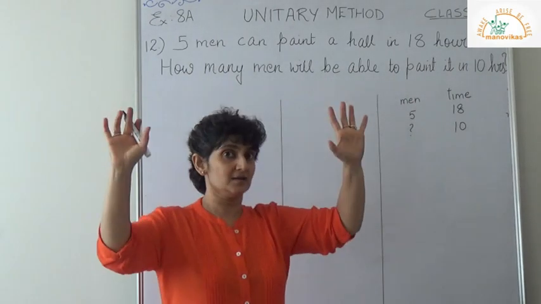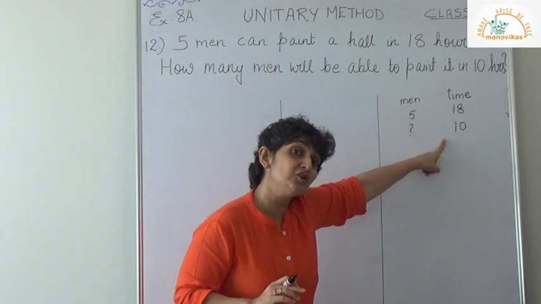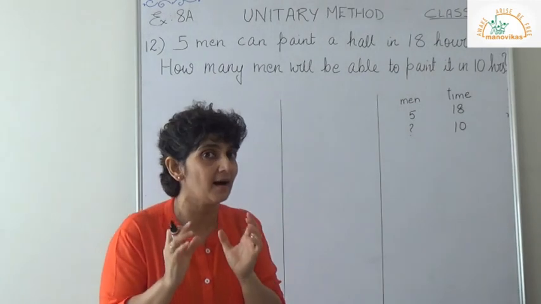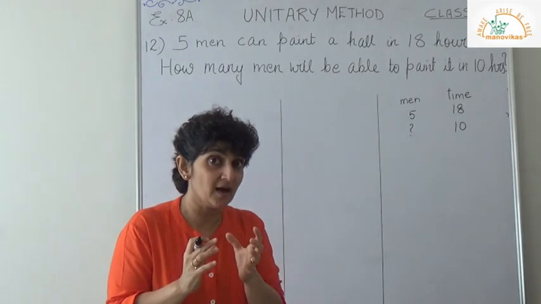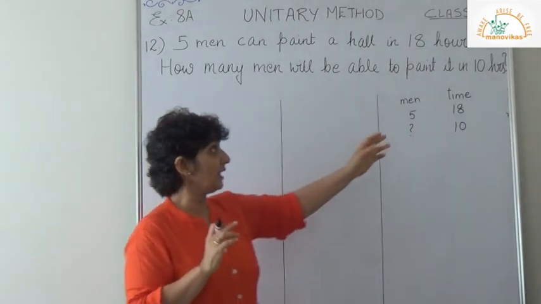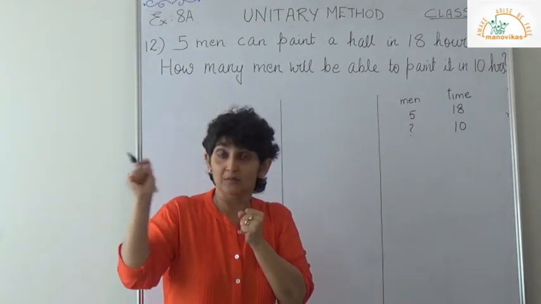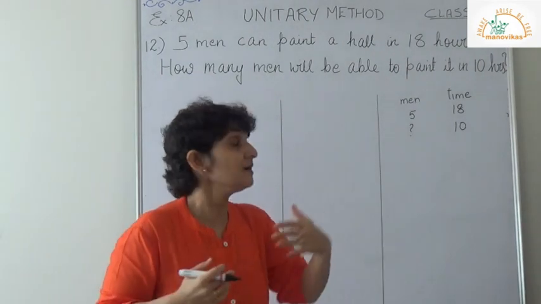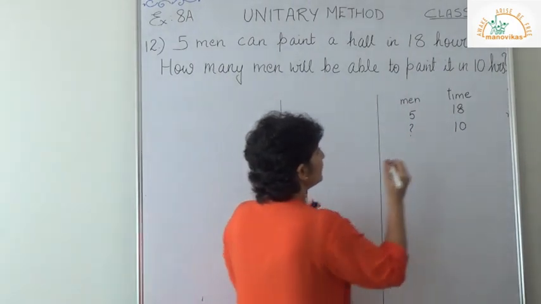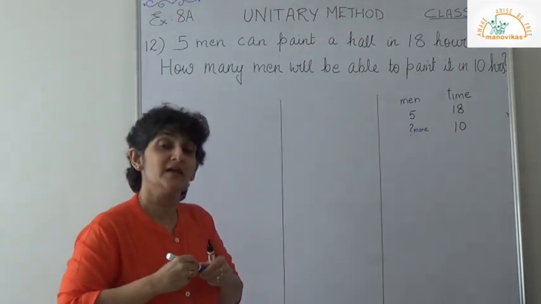They take 18 hours to paint a wall, right? Now, the time here is reduced. Same wall I have, but I have been given only 10 hours, right? So, in 10 hours, I will need more men to do the work or fewer men? Now, 5 men take 18 hours to do it. Since I've reduced the time, the walls are the same, so I will need more men to do the work faster. Right? So here, remember, I will need more men to do the work.